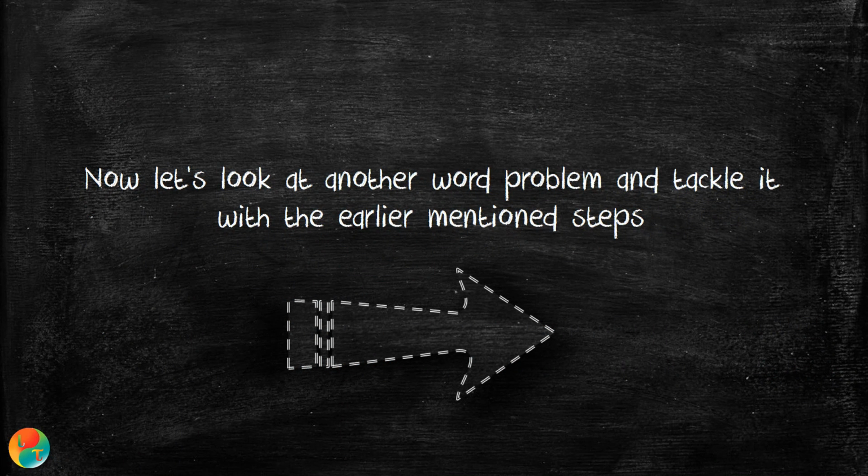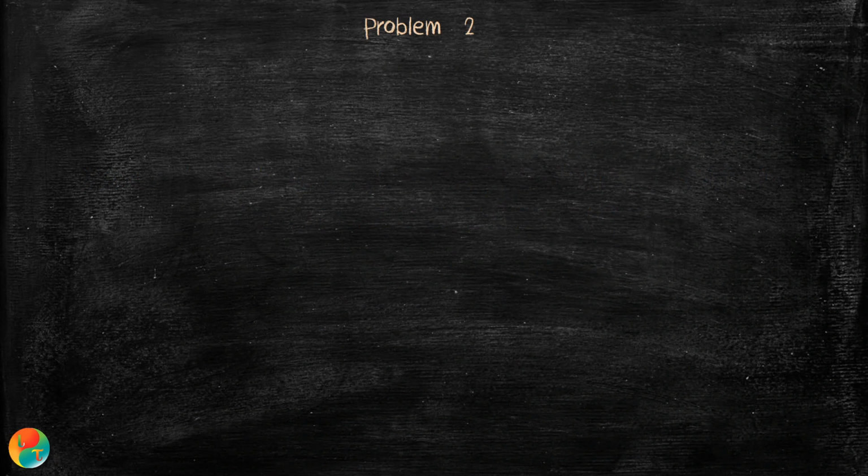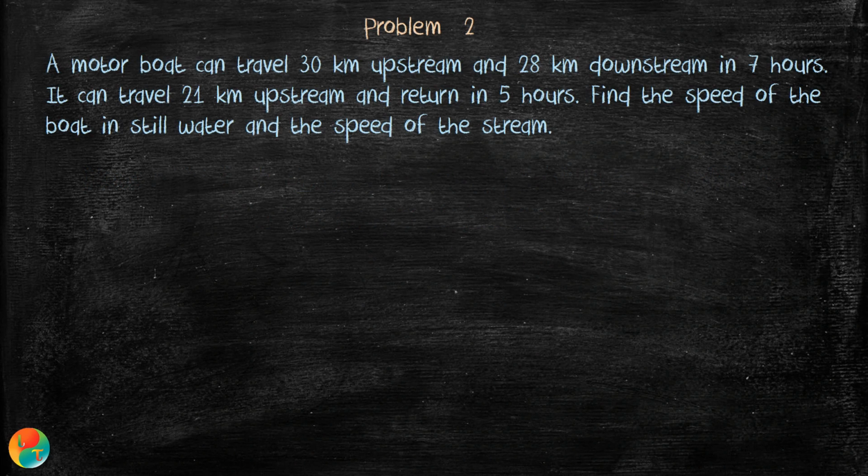Now let's look at another word problem and tackle it with the earlier mentioned steps. Problem number 2. A motorboat can travel 30 kilometers upstream and 28 kilometers downstream in 7 hours. It can travel 21 kilometers upstream and return in 5 hours. Find the speed of the boat in still water and the speed of the stream.